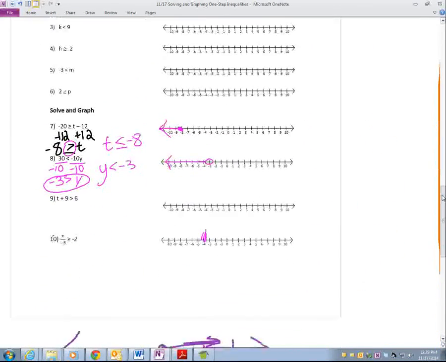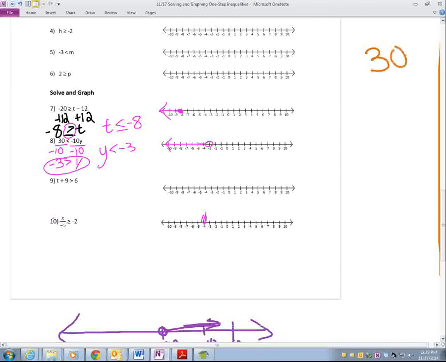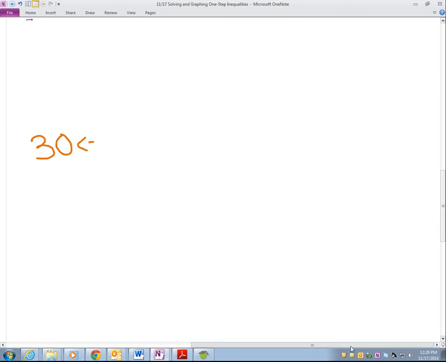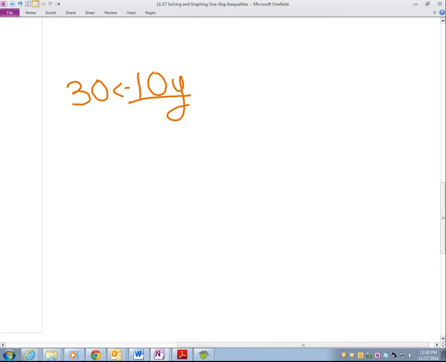Now number 8, which is 30 is less than negative 10y. I have negative 10 being multiplied by y, so I'm going to have to divide by negative 10. And because of our knowledge that whenever we divide by a negative, it's going to flip this sign, the inequality sign is going to flip. So now I just have y on this side, the sign has to flip to here, and my answer for y is negative 3 is going to be greater than y.